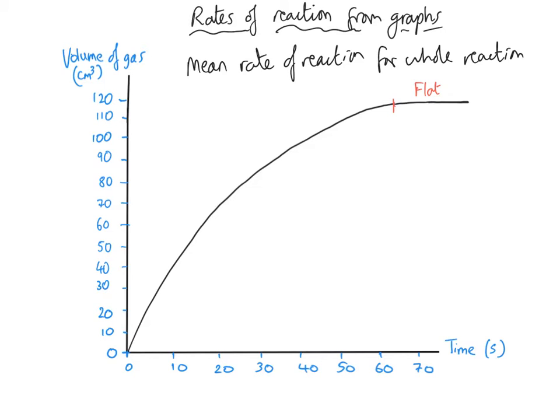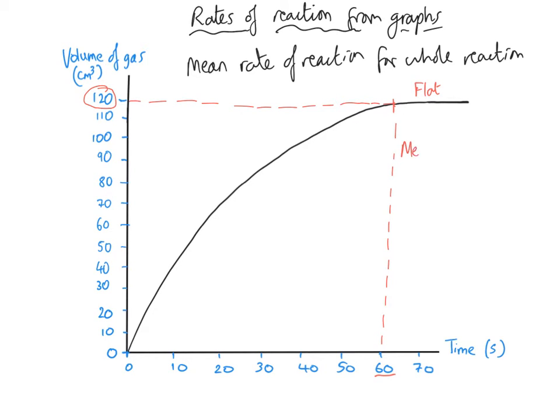And what we have to do in this case is look down, first of all, to the x-axis. And we find out that the reaction is over after 60 seconds. Then we have to look across on the y-axis to how much gas was made in that time. And as you can see on here, we made 120 centimetres cubed of gas in that 60 seconds.